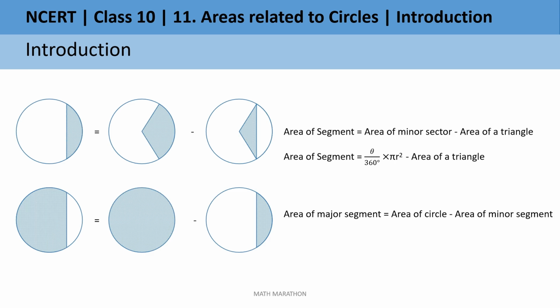Area of minor segment is area of minor sector minus area of a triangle. Area of minor segment is theta by 360 multiplied by pi r square minus area of a triangle. Area of a major segment is area of a circle minus area of minor segment.